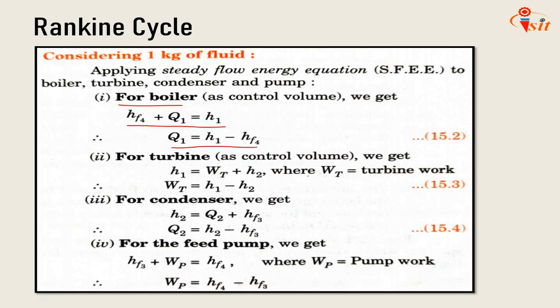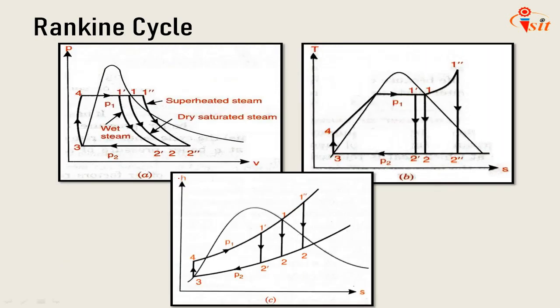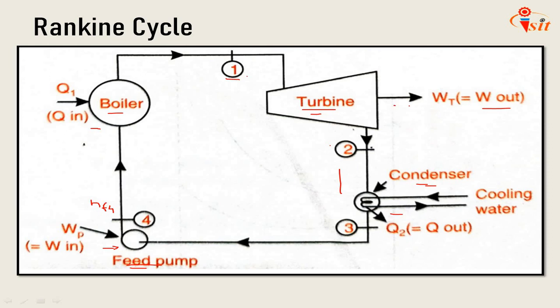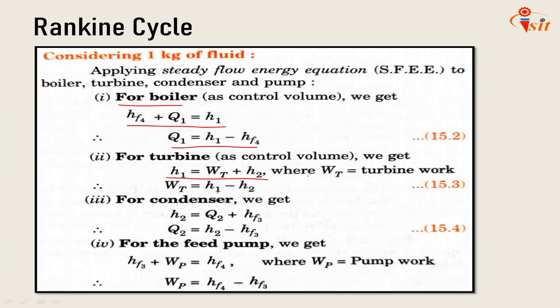Now next for the turbine, h1 equals the work from the turbine plus h2. That is h1 equals work output WT plus h2. The expansion takes place, we get the work output, and the remaining steam flows back to the condenser. So from that, WT will be h1 minus h2.